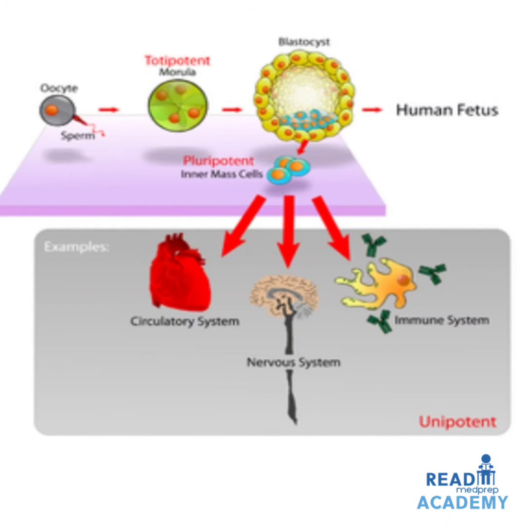Here you can see the fusion of the sperm and the oocyte results in the formation of the zygote, which gets transformed into a morula which has totipotent stem cells. These totipotent stem cells of the morula get differentiated into a blastocyst and form the inner cell mass, which is the source of the pluripotent cells. These pluripotent cells can differentiate into the circulatory system cells, the nervous system cells, the immune system cells, etc., which are all the unipotent cells.